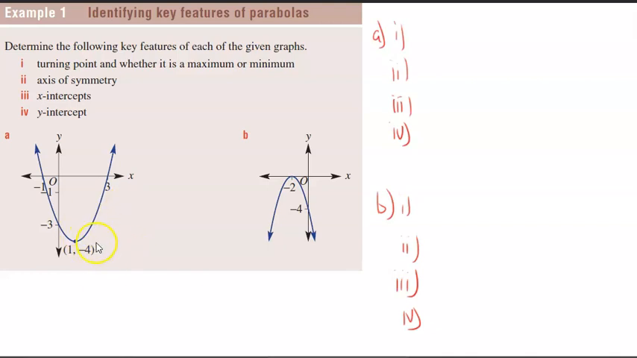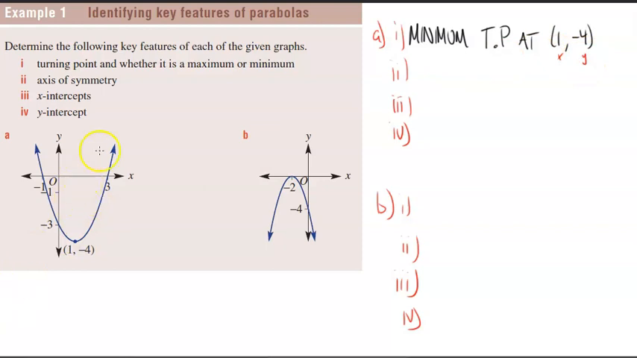So the first one here, the turning point and whether it's a maximum or minimum, this dips at its lowest point. So it is a minimum. So a minimum turning point. I usually write TP for turning point as shorthand notation. Minimum turning point at, and because the point has been given to us, we just simply write what those points are. It's at (1, -4). And remember that this is Rx and this is Ry.